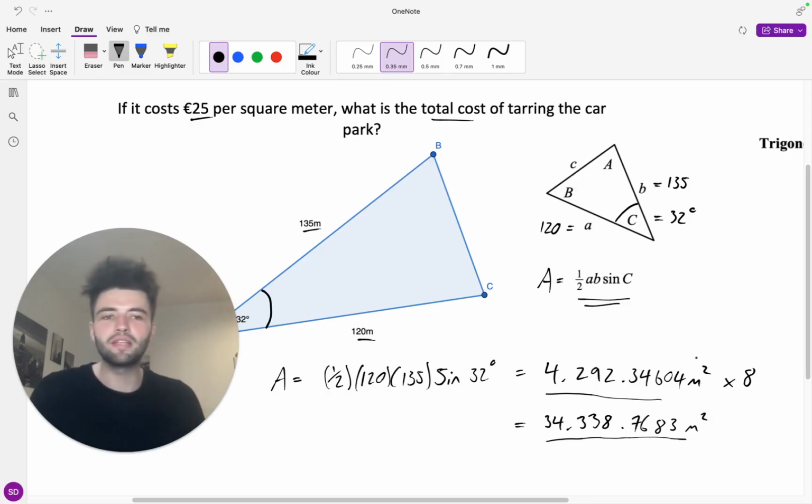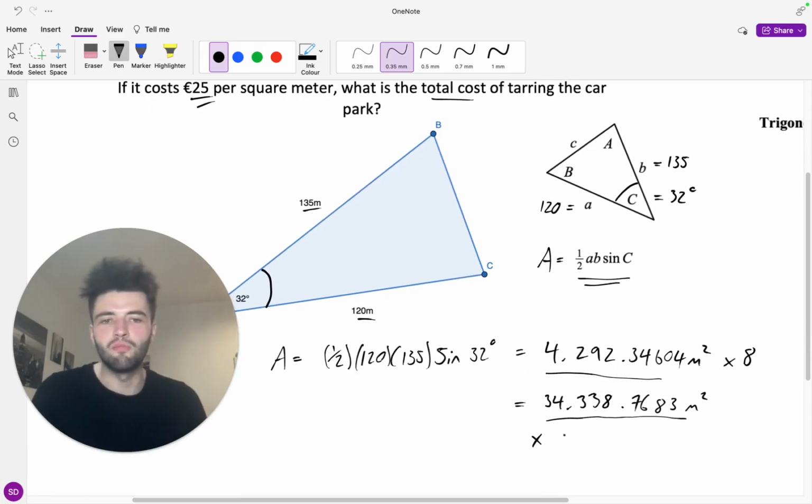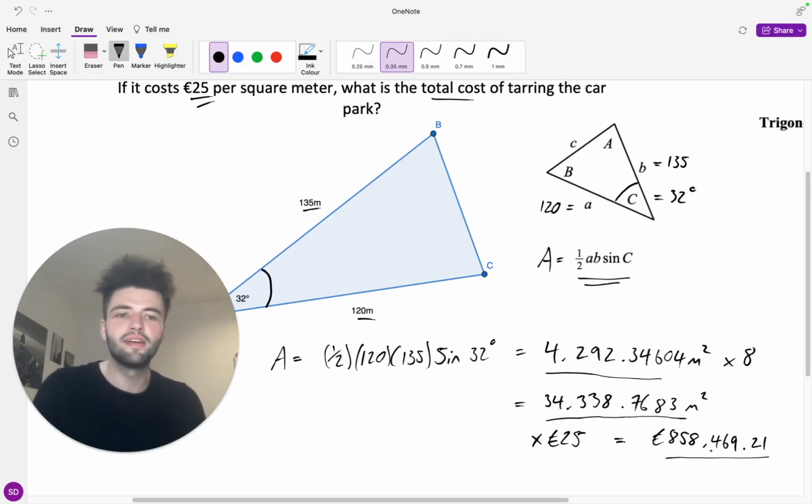But we've basically now found the area of the overall car park, so we knew that there was 8 of these identical segments, so we just multiplied it by 8, and now our final step is going to be to multiply it by the cost per metre of the tarring of the car park, which we know is going to be €25. And so we're just going to multiply this 34,000 now by 25. And so doing that, we're going to get an answer of 858,469 and 21 cents. So that is going to be the cost of tarring this car park.